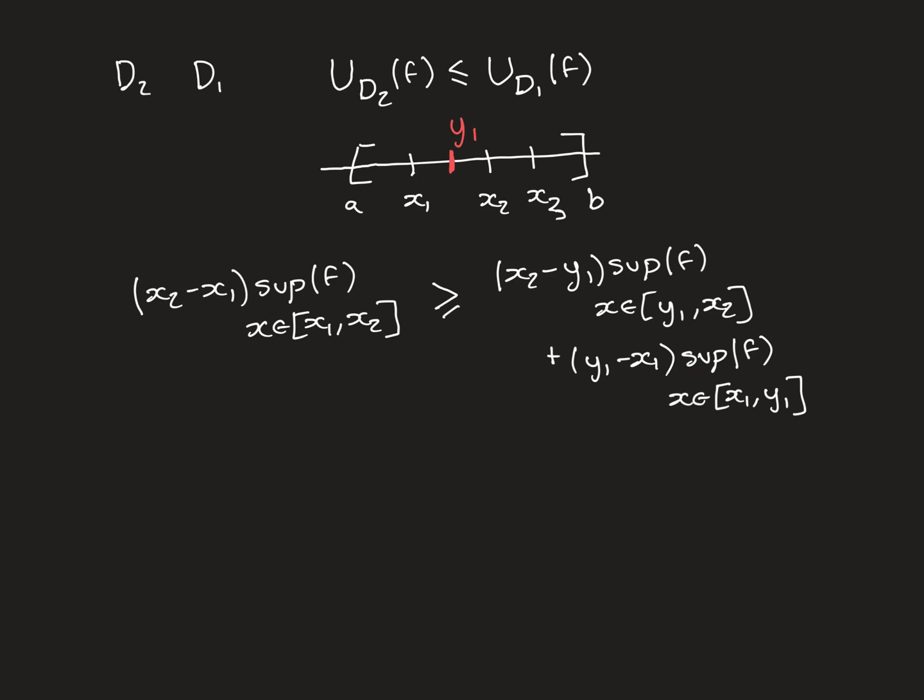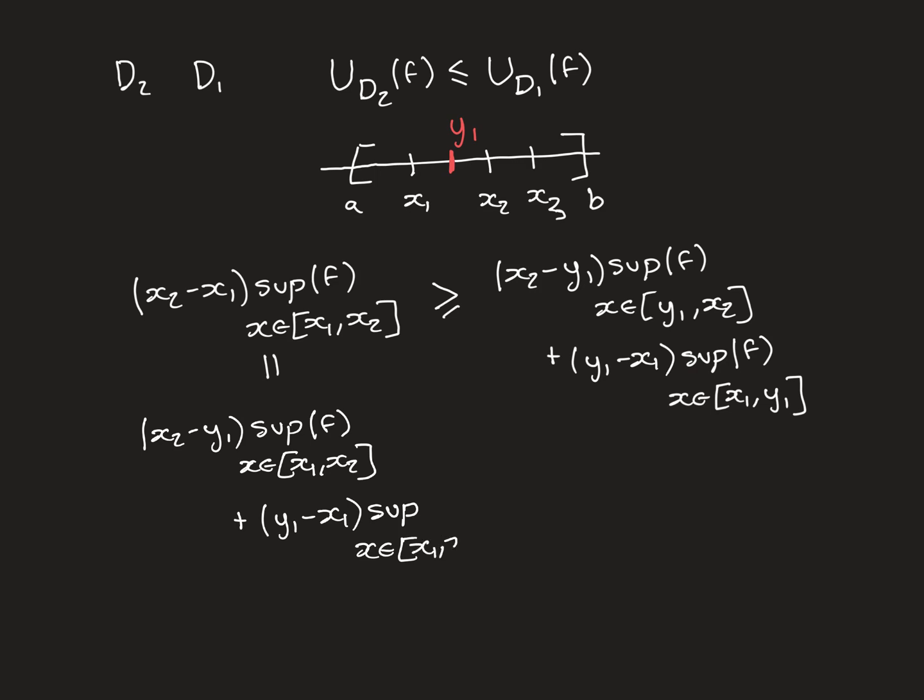So, as we did previously, we could rewrite this by splitting x2 minus x1 into this length plus this length. So we could rewrite this as x2 minus y1 times the supremum of values of f over that entire interval from x1 to x2, plus the other part of that interval, which is y1 minus x1 times the supremum of values of f over that entire interval x1 to x2. The reason we've done that is because it allows for easier comparison. We can now compare this one directly with this one and this one directly with this one.